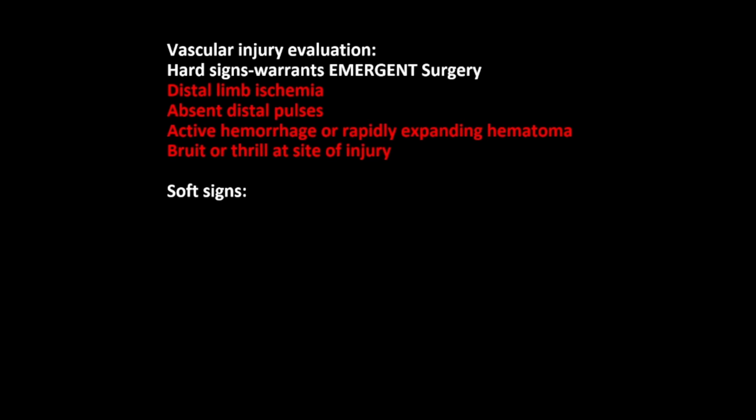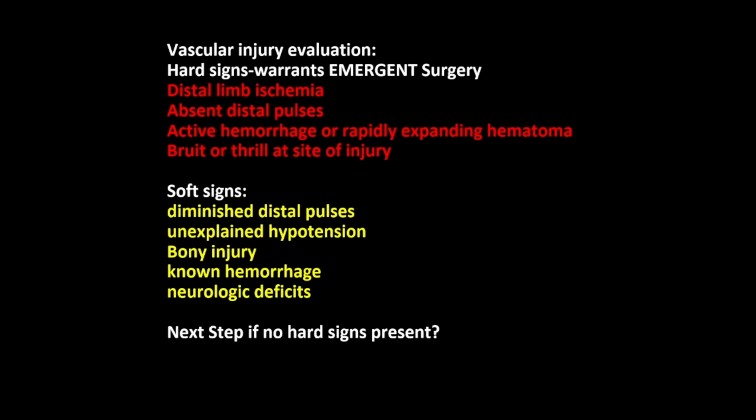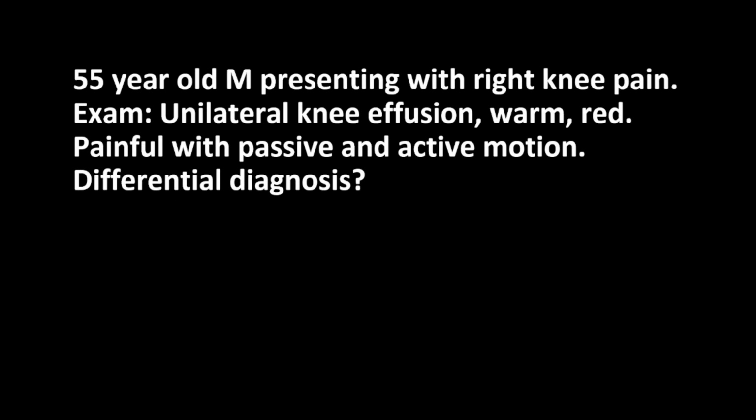And then the soft signs include diminished distal pulses, but not absent. Again, absent distal pulses are a hard sign of vascular injury. Any unexplained hypotension, any bony injury, any known hemorrhage, or neurologic deficits. So again, if there are any hard signs of vascular injury present, that's an indication for surgery. If there are no hard signs present, then you have time to obtain further imaging. Typically that involves CT or CT angio, but you can also consider ABIs and ultrasound with duplex Doppler.